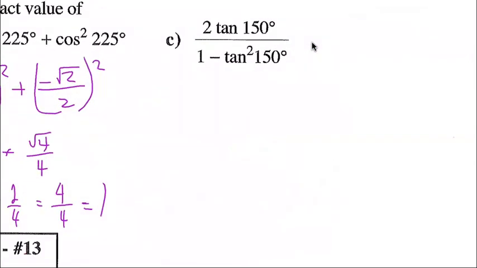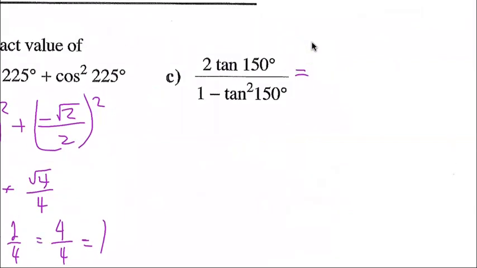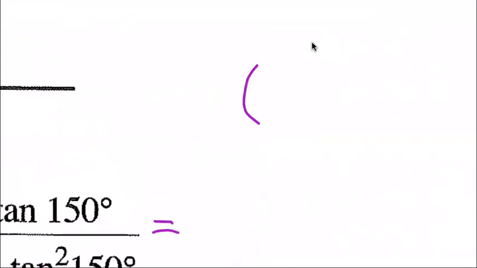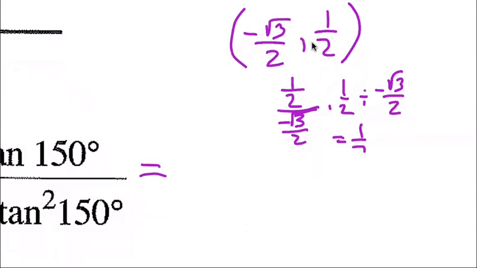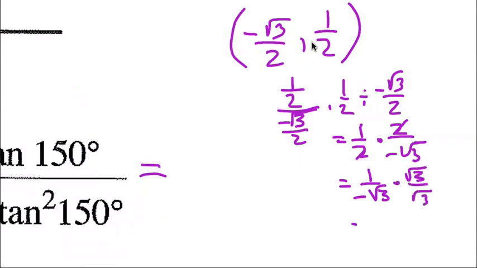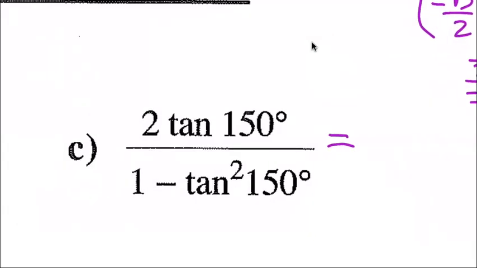And then question C. 2 times the tangent of 150 divided by 1 minus tan squared 150. Well, tangent 150. We're going to have to do a bit of side work here. Here's 150: negative root 3 over 2 and 1 over 2. Tangent is sine over cosine, or y over x, which is 1 over 2 divided by negative root 3 over 2, which is 1 over 2 times 2 over negative root 3. These cancel. 1 over negative root 3. Got to rationalize. Negative root 3 over 3. Whew, that's tangent of 150. That's a bit of work to get there.